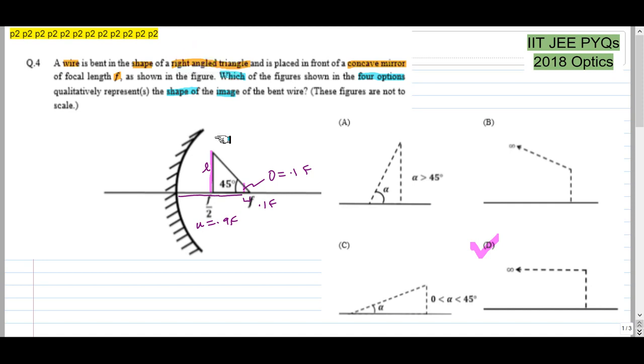So the image of this straight part is this one, and the image of the pair of elements at the middle will be somewhere here, and the image of this pair of elements at 0.9 f will be at a far distance, but the image size of the straight wire and pairs of elements is constant and it's 2L. So the correct option is option D.